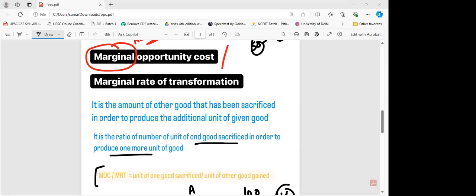Yeah, done. I've done writing. Okay, so just quickly read it up and let me know if you have any doubts. Then I will start with a graph. Okay?